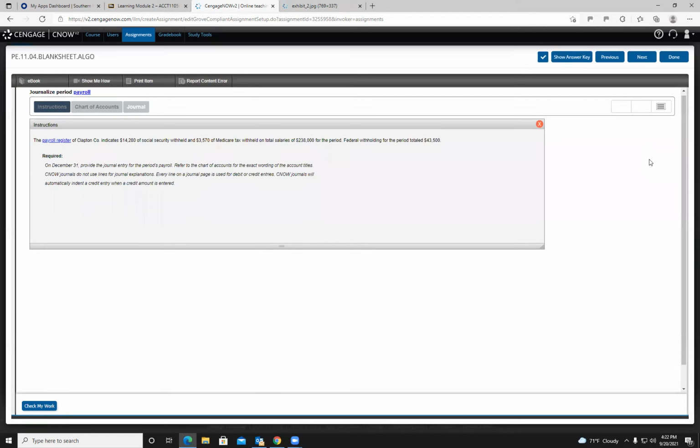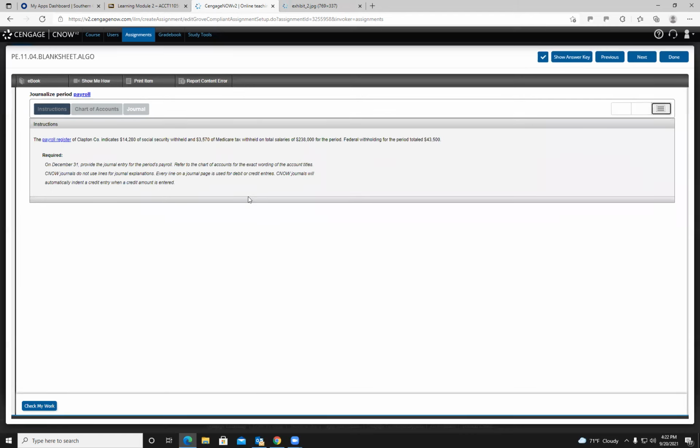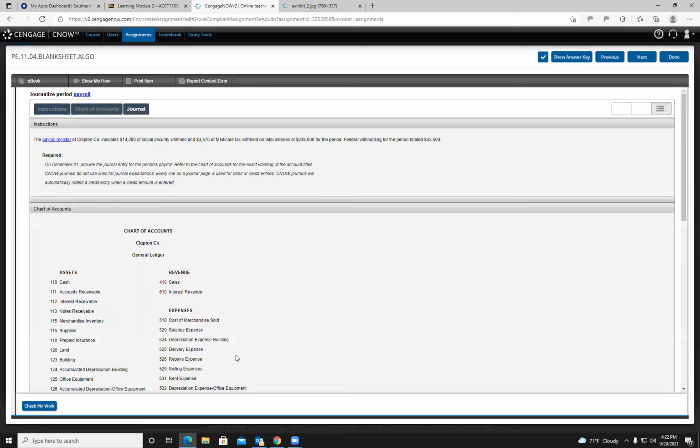Now we're going to be journalizing some payroll entries. So let's go ahead and open up each tab so we can look at everything all at once. So the payroll register for Clapton Company indicates $14,280 of Social Security withheld, $3,570 of Medicare tax withheld on total salaries of $238,000 for the period. Federal withholding for the period totaled $43,500. Now it says on December 31st, provide the journal entry for the period's payroll. Refer to the chart of accounts for exact wording on the account titles.